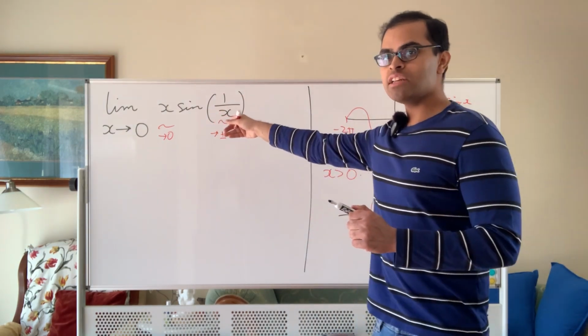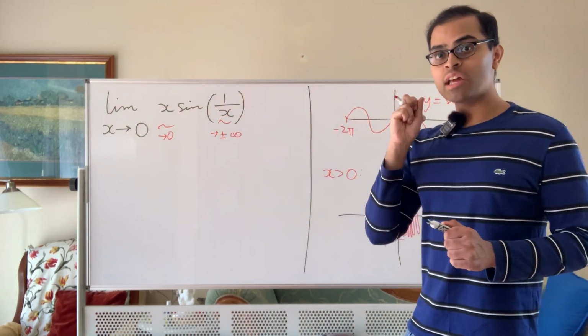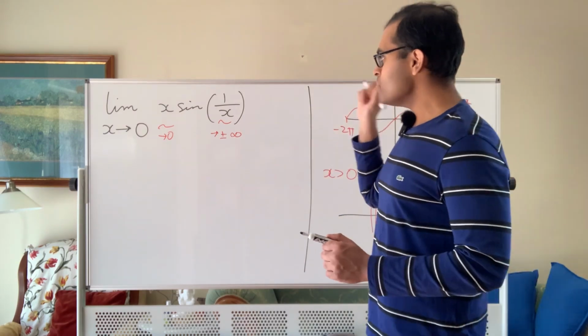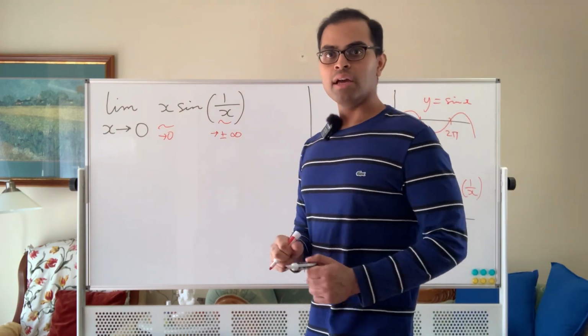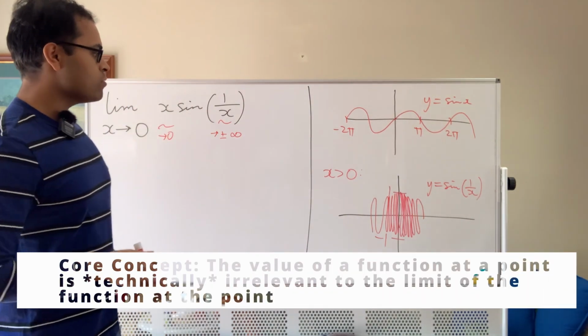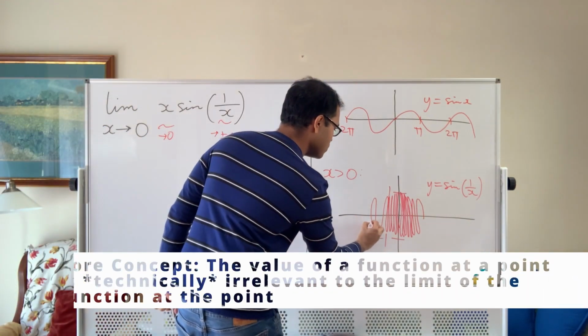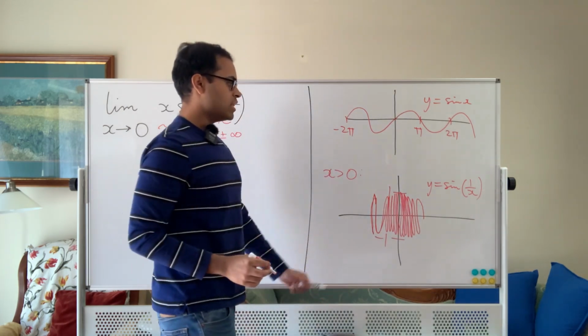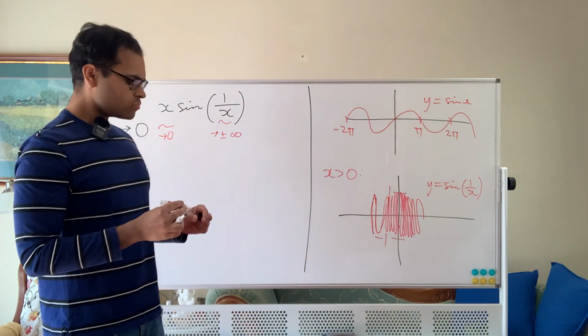Just because something isn't defined at 0 doesn't mean you can't understand what it looks like near 0, and that's the whole idea of limits: understanding behavior near a point, when it's not necessarily defined at that point. So this is y equals sine 1 over x, and my graph should go between 1 and minus 1. I haven't drawn it very perfectly, but you get the idea. That's y equals sine 1 over x.